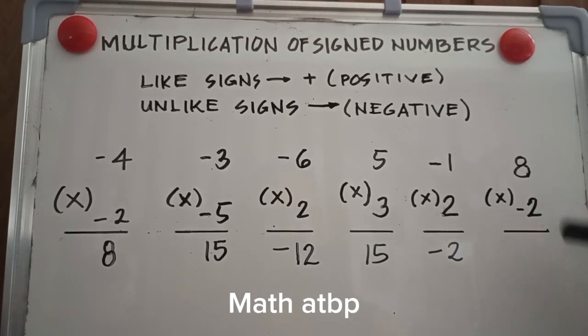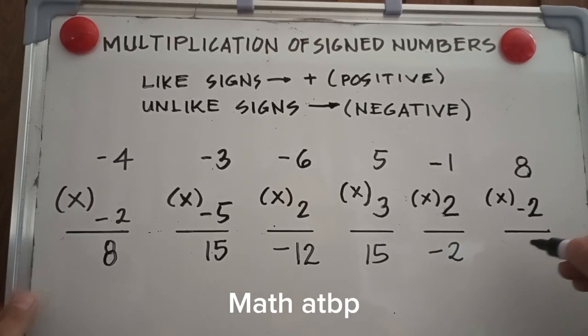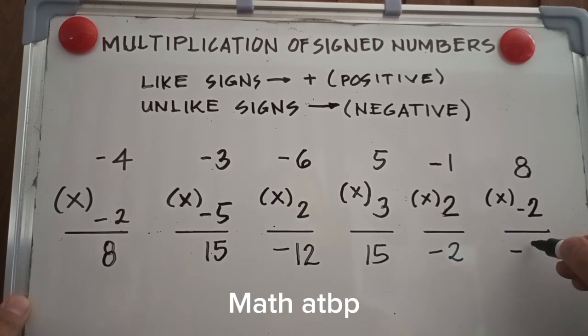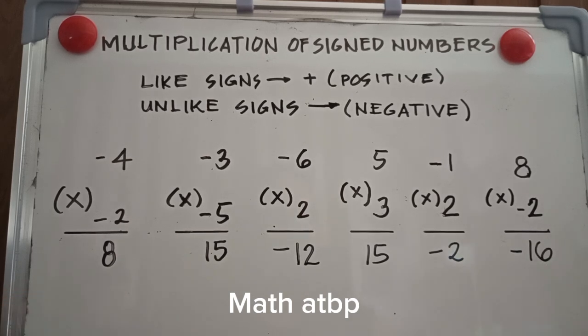8 times negative 2. 8 is positive and 2 is negative. Unlike signs, the answer will be negative 16. I hope you got it.